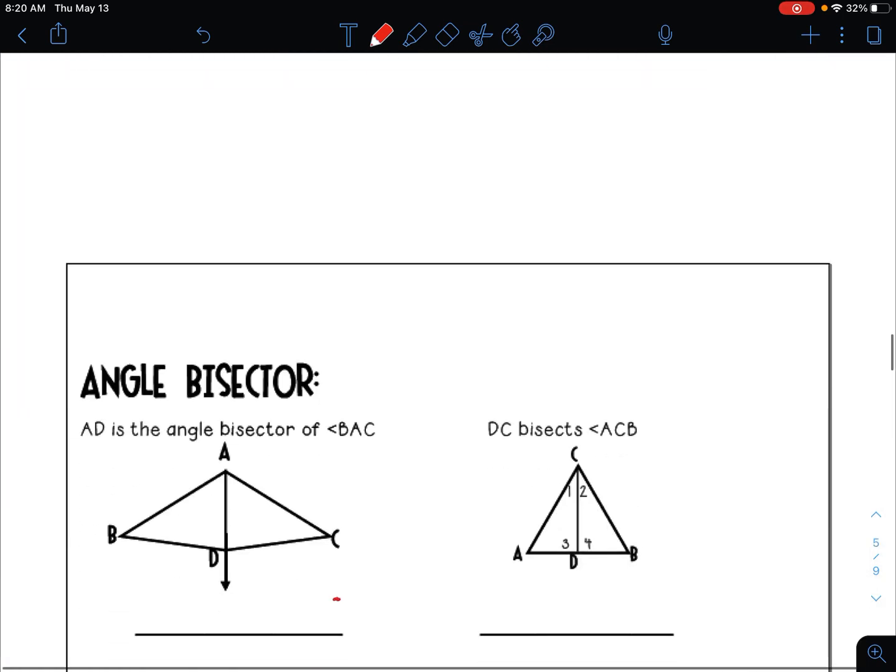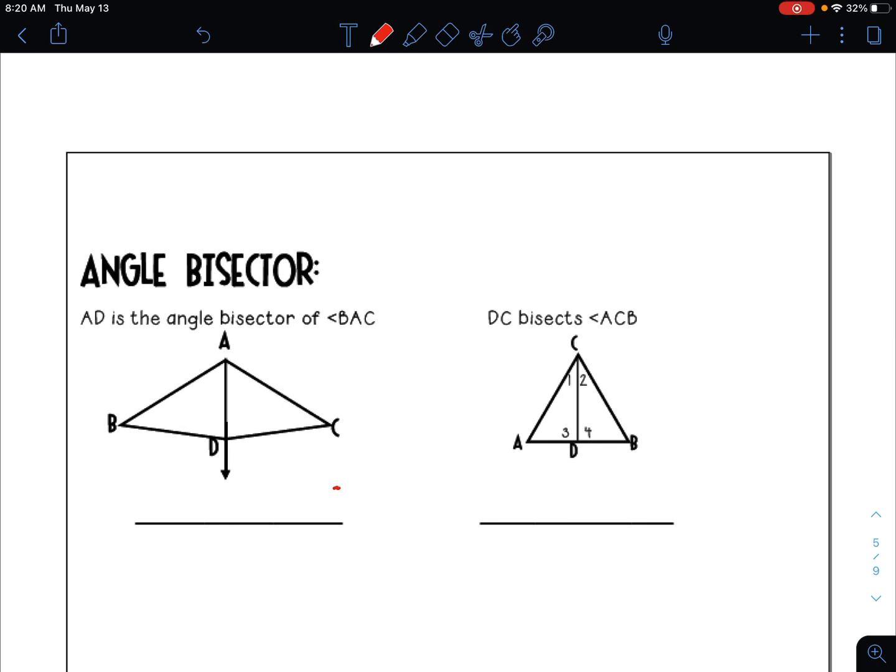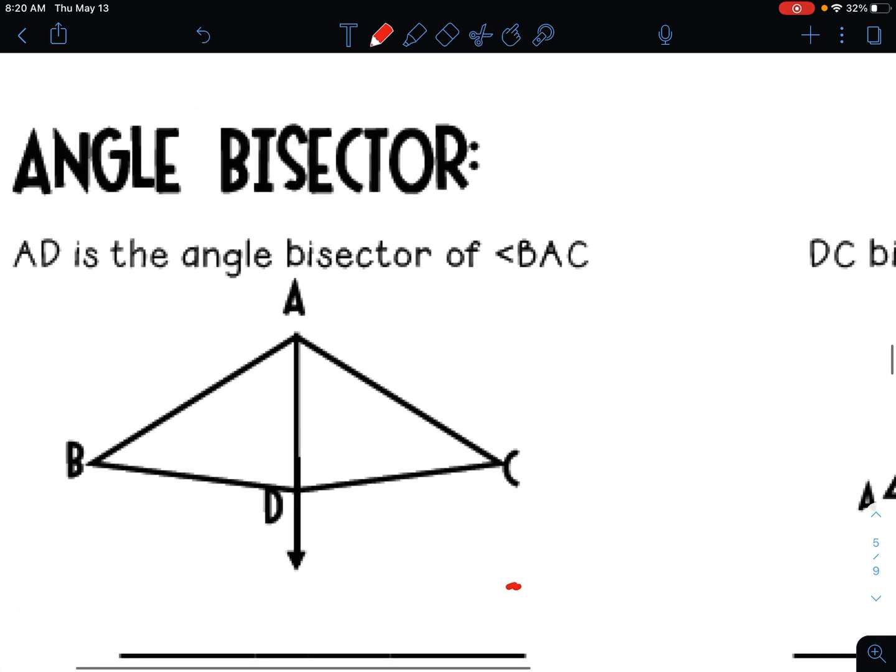And something about angle bisector, cutting stuff in half. If the angle is bisected, if BAC is bisected, then I know that this angle and this angle are going to be congruent. So in the given, if they give you angle B is congruent to angle C, mark it up. If they give you AB is congruent to AC, mark it up.